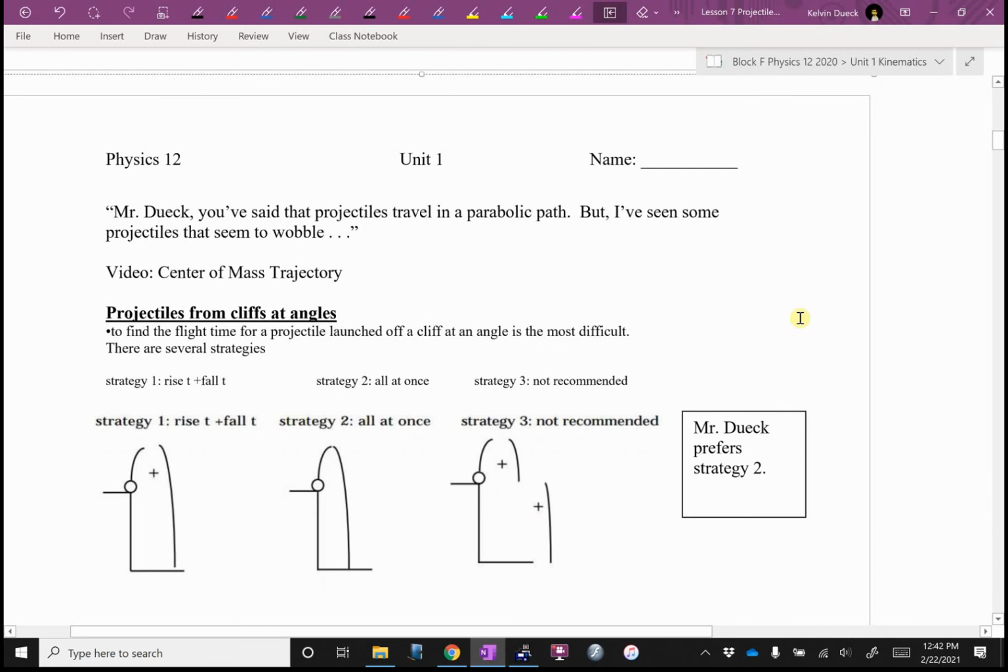Mr. Dueck, yes? You said that projectiles travel in parabolas. But I've seen some projectiles that seem to wobble. You know, that's true. There's some objects that when you throw them, because they're spinning, they wobble. Have I been lying to you? For a tennis racket, for example, or I know as a basketball player and as a basketball coach, at the beginning, before a game, you'll take a ball, you'll give it a spin, and some of the balls are warped. They're wobbling. You don't use that to play with. That goes back in the ball bin, but you're not using that as your game ball. Okay, good point.